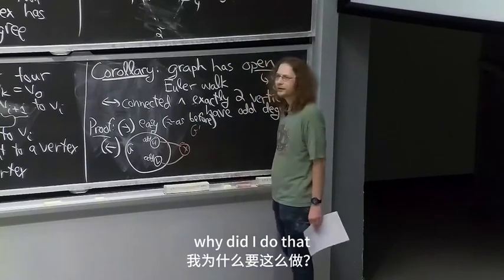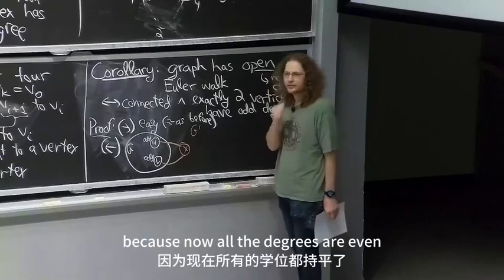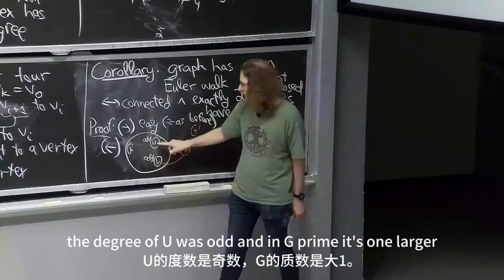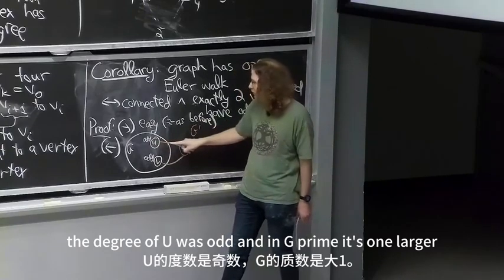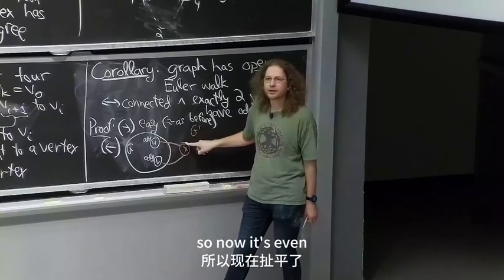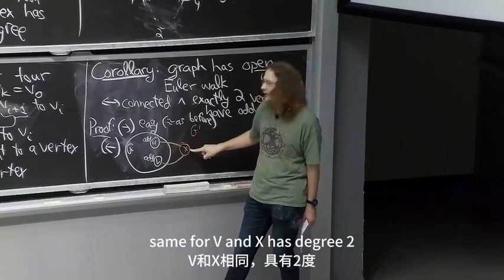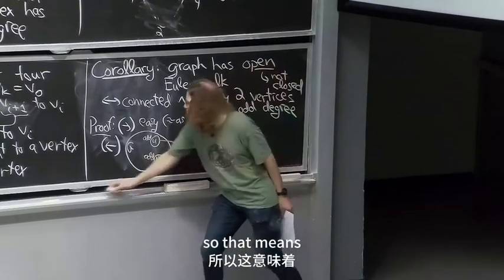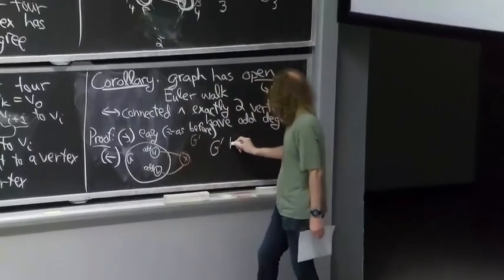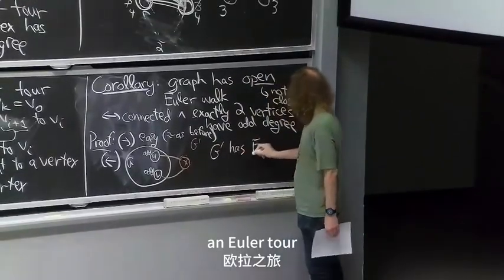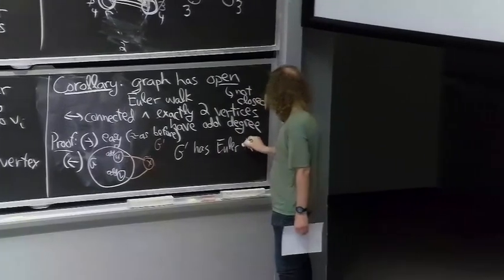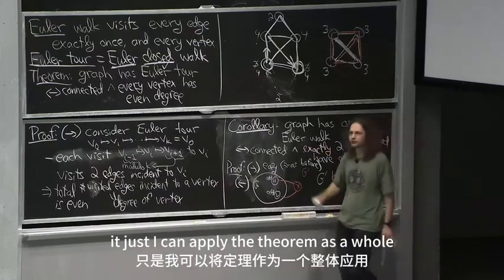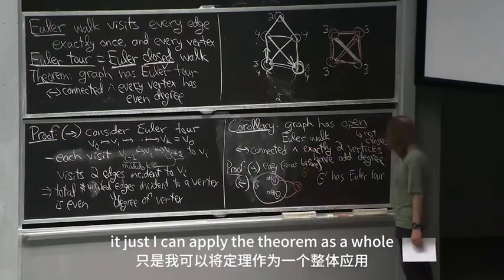Why did I do that? Because now all the degrees are even. Right? In G, the degree of u was odd, and in G prime, it's 1 larger. So now it's even. Same for v. And x has degree 2. So now everything's even. So that means G prime has an Euler tour by the previous theorem. So I don't have to repeat the proof. I can apply the theorem as a whole.